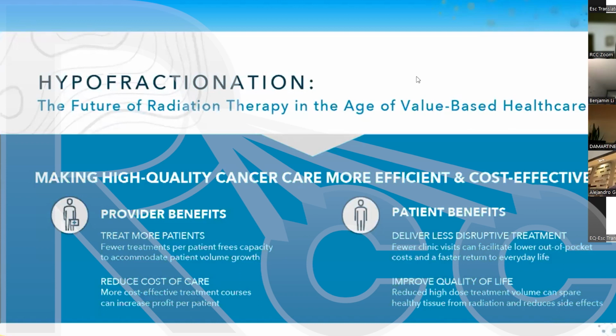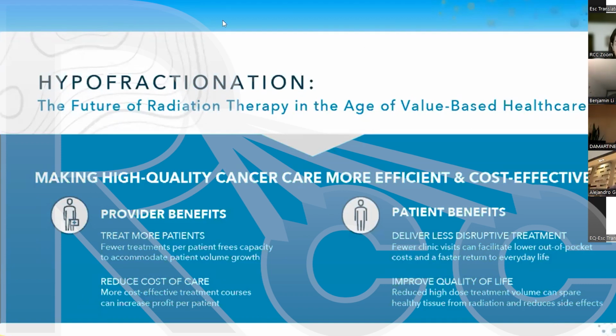So when we look at hypofractionation with high quality treatments being very cost effective, from the perspective of the supplier, we will be able to treat more patients. Doing fewer treatments per patient will increase that capacity, and we will be able to improve the volume of patients that we treat, reducing the cost of care, as Alejandro showed in the beginning.